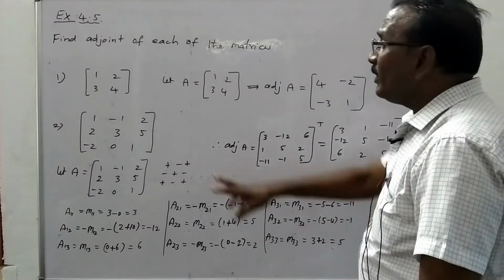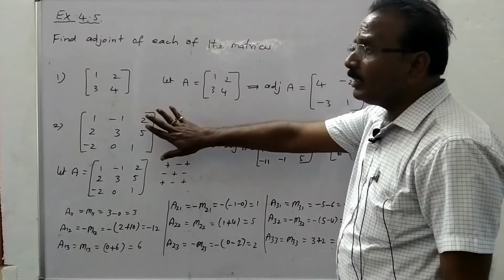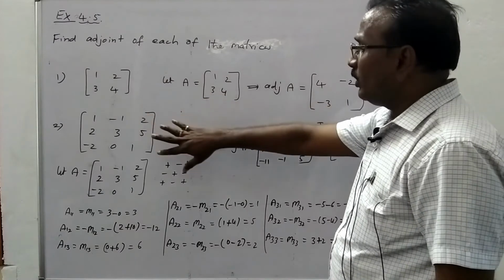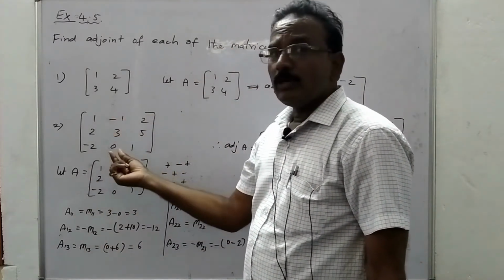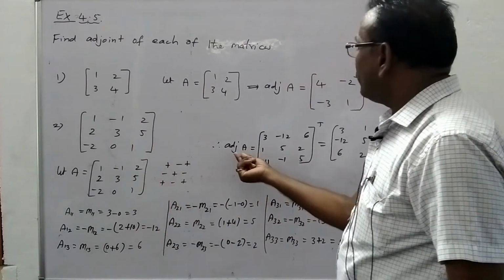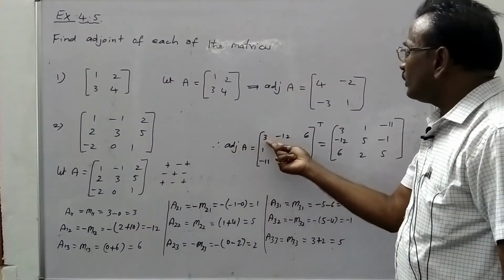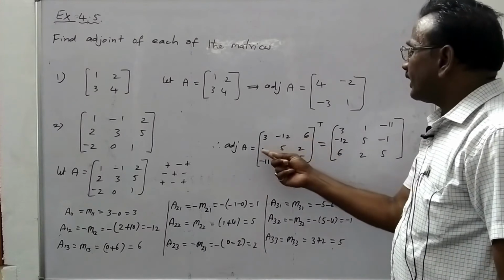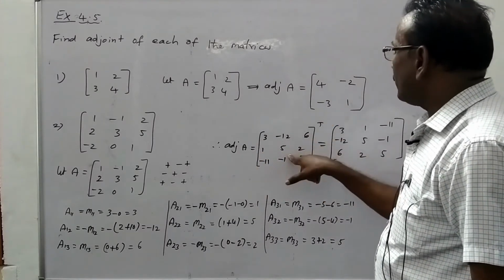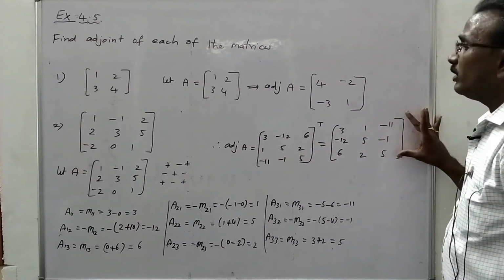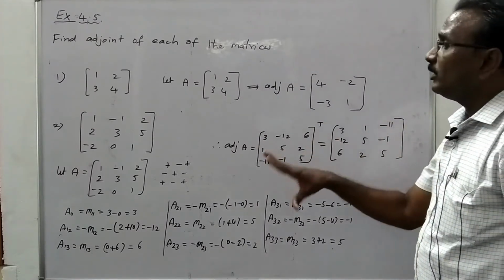When a 3 by 3 matrix is given, to find the adjoint of A, first we need to find the cofactors of each and every element of the given matrix. Next, the adjoint of A: write the first row cofactors in the first row, the second row cofactors in the second row, and the third row cofactors in the third row. Transpose this matrix, and we get what is called the adjoint of the given third order matrix.